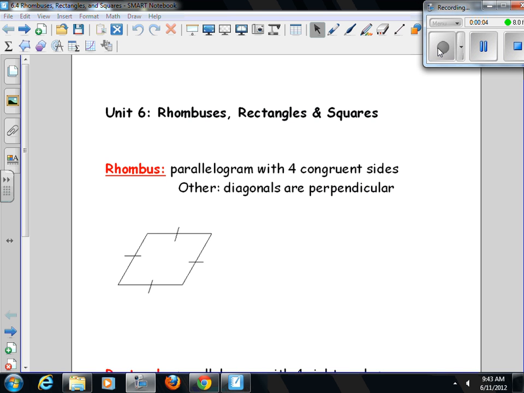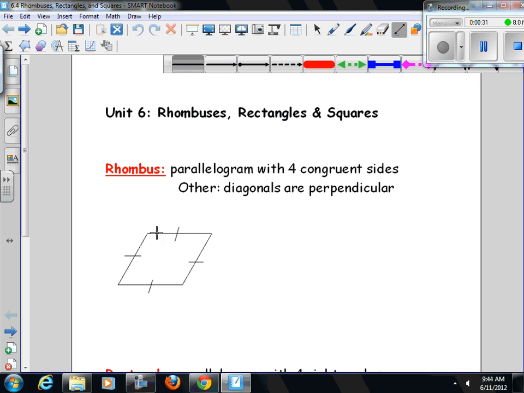Today we're going to be talking about rhombuses, rectangles, and squares. And we're going to be going over the definitions. A rhombus is a parallelogram with four congruent sides. And another fact about a rhombus is that the diagonals are perpendicular. So I've labeled in this rhombus that the sides are congruent.